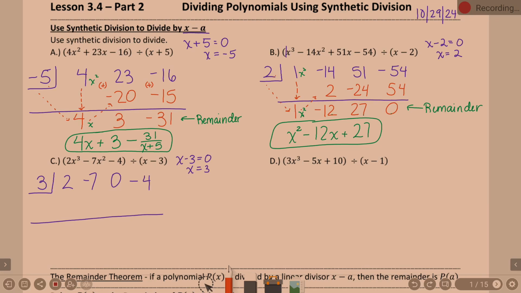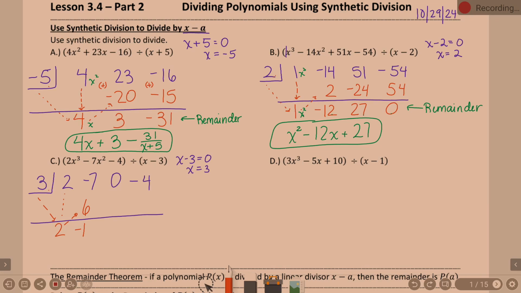Okay, you ready? What are you doing first? Dropping the 2. Then what? Multiply 3 times 2 is 6. We're going to add negative 7 plus 6 is negative 1. Now what? 3 times negative 1. Okay, go back for the 3. 3 times negative 1 is negative 3.